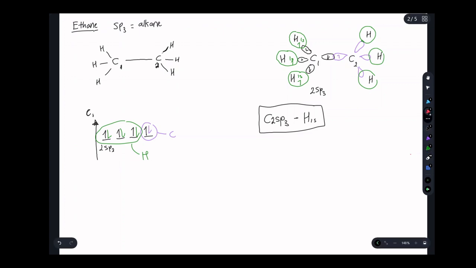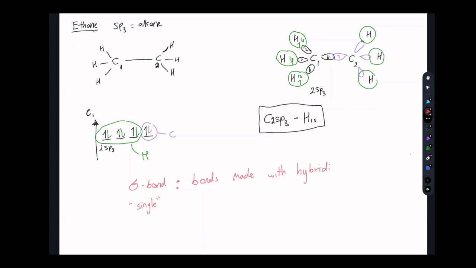Now, one thing I want to stress here is the concept of the sigma bond. Generally, we view these as synonymous with a single bond. But there's one thing I want to be very clear about, and that's that sigma bonds are bonds made with hybridized orbitals. And this is going to be much more important when we look at the sp2 and sp hybrids in the next section.